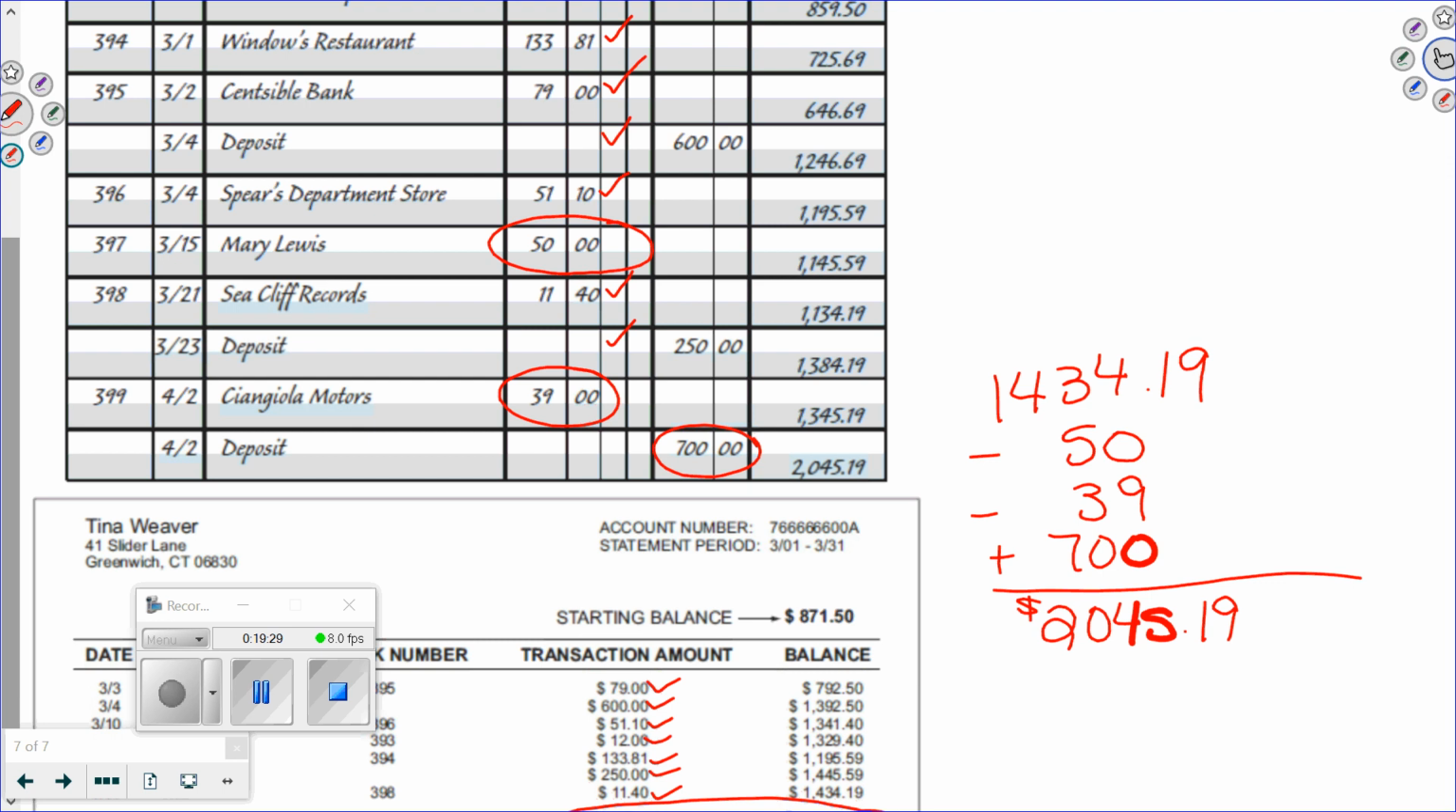2045.19. Guys, focus. So 2045.19. The question was, did it balance? Yes. Her ending balance is the same as that one. So yes, it did balance. These things the bank hasn't seen yet, but according to what the bank says, and if I take into consideration these the bank has not seen, then yes, they do match. Once these go through the bank, it will match. It'll be good.